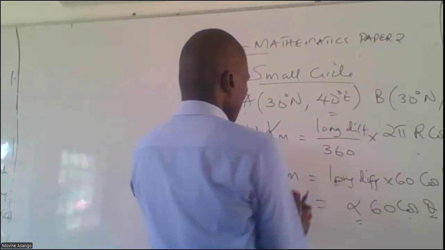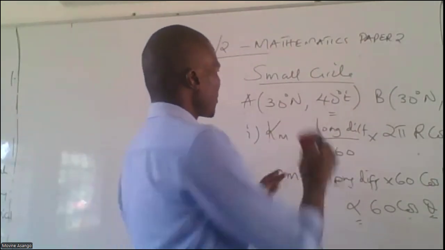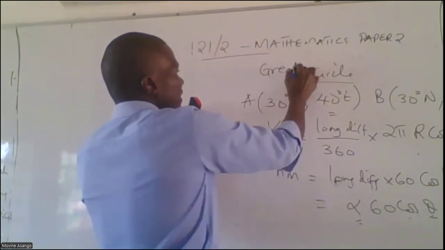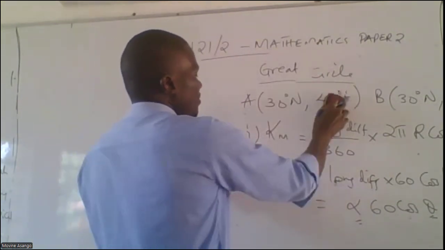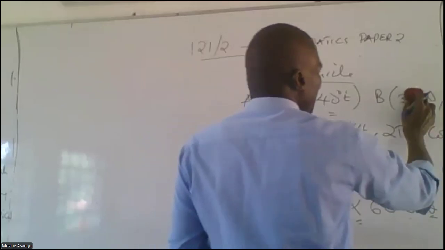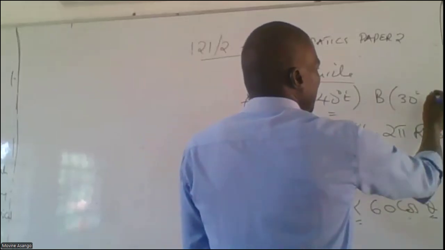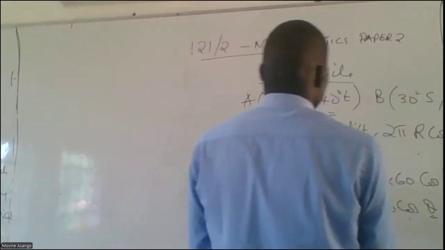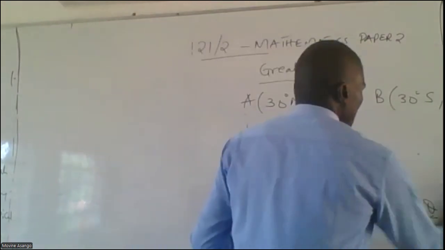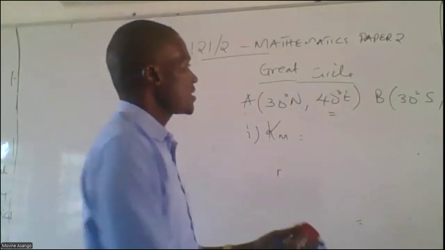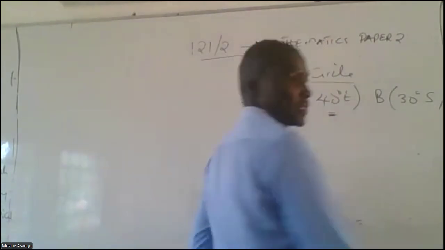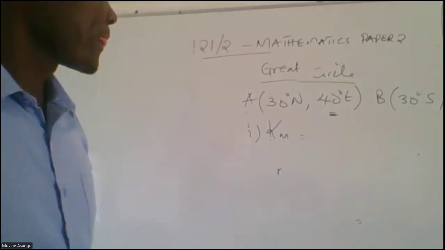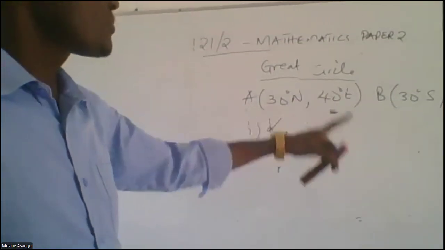I have 2 points. This is number one, a small circle. What if I have a great circle? How do I get the distance along a great circle? Let me use 30 degrees south, 40 east. So that is what I have. Those 2 points, I can see they share the same longitude. So if they share the same longitude, what am I supposed to do? I'm supposed to find the distance between them.